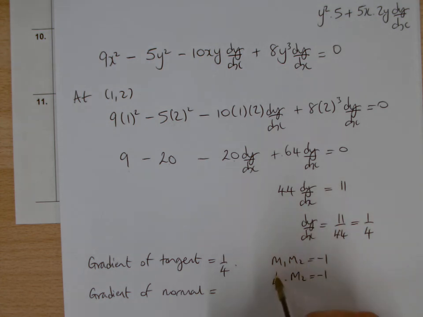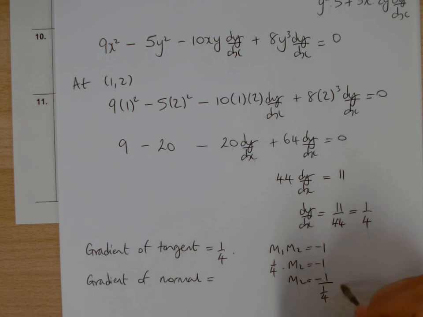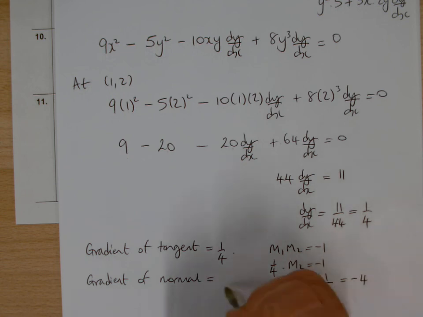So I know the gradient of the tangent. I now need to work out the gradient of the normal. So I've got a quarter times m2 is minus 1. So take that quarter over the other side and divide by it. When you've got a fraction at the bottom, the number flips up, so you get minus 4. So the gradient of the normal is minus 4.